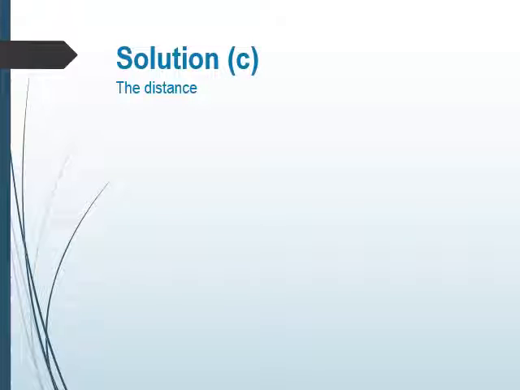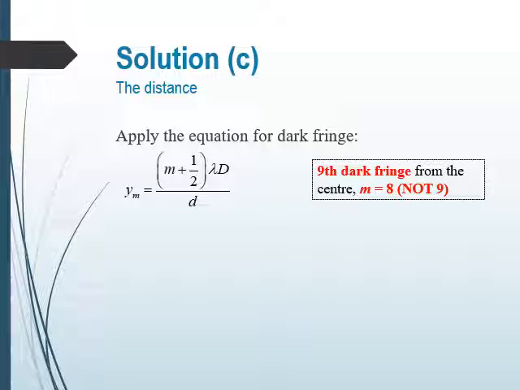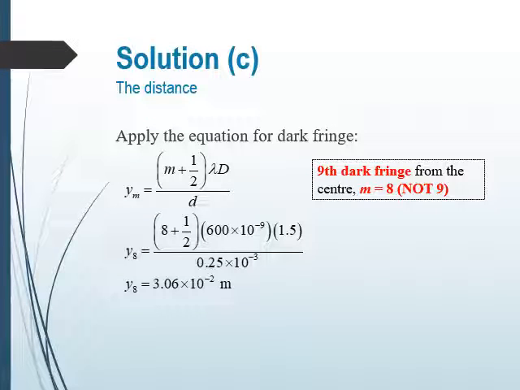Question C is asking for the distance of the 9th dark fringe from the central maximum. So let's apply the equation for dark fringes. y equals m plus half, lambda D over d. Now remember, the 9th dark fringe is not equal to the 9th order dark fringe. It is equal to the 8th order dark fringe. So therefore, m is equal to 8. Substitute the values into the equation. You will then get y equals 3.06 times 10 to the power of negative 2 meters.